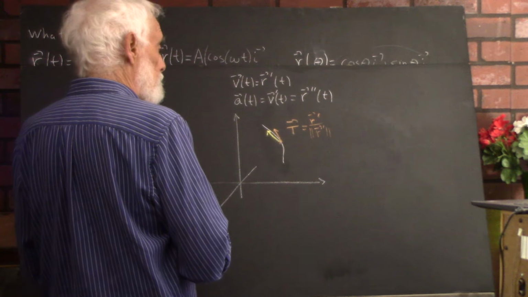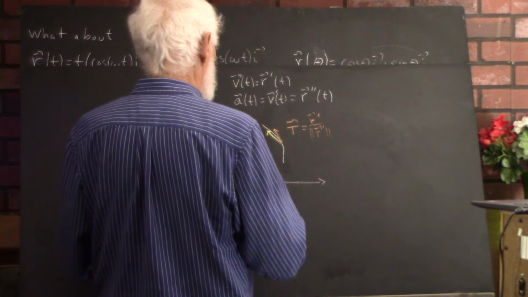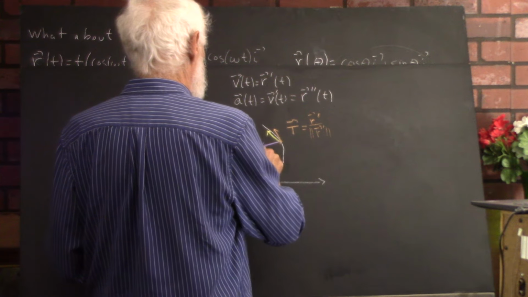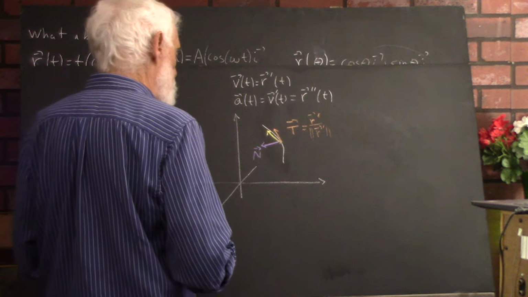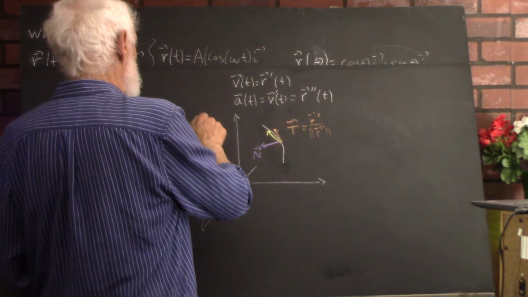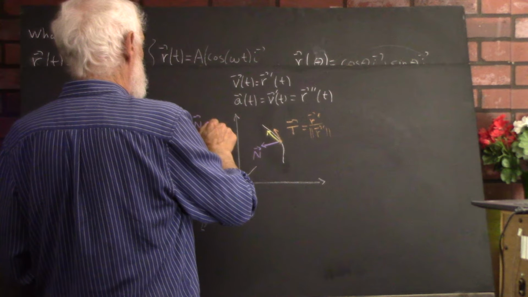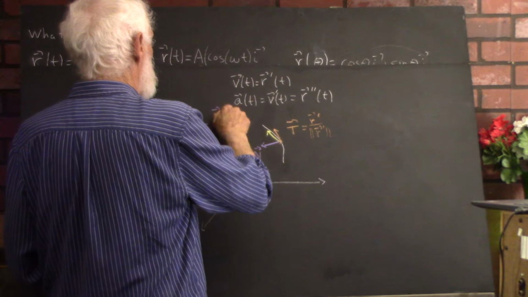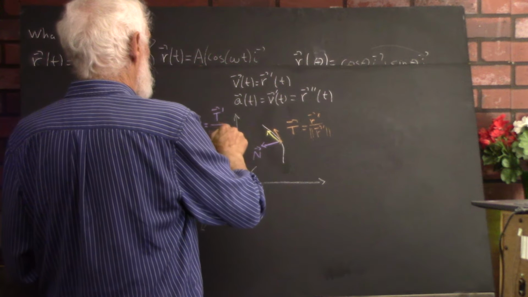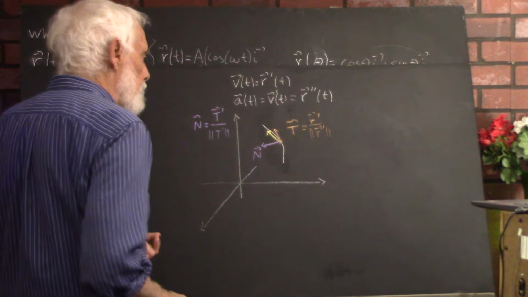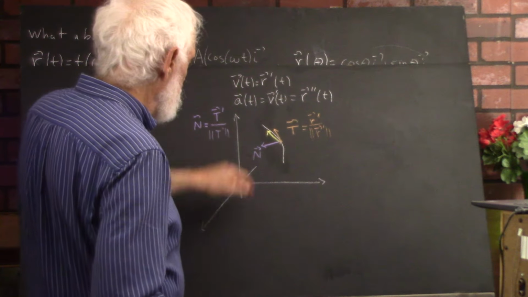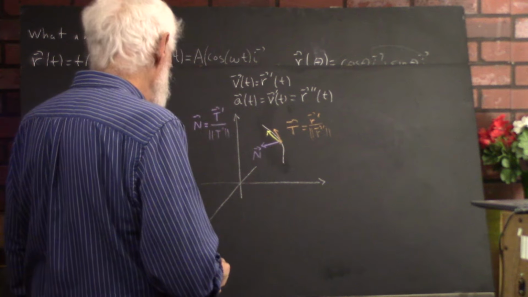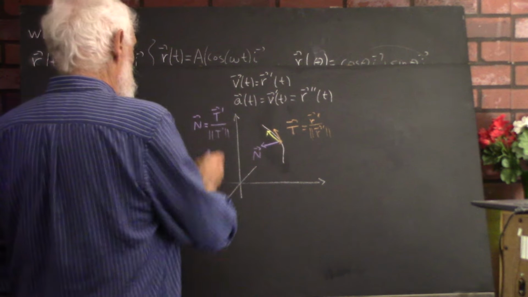We also have the unit normal vector, which I'll designate by n. And n equals t prime over the magnitude of t prime. Now there are easier ways to calculate n. We can actually use the acceleration vector and the unit tangent vector to figure out the direction of n. But right now we haven't dealt with the acceleration vector.